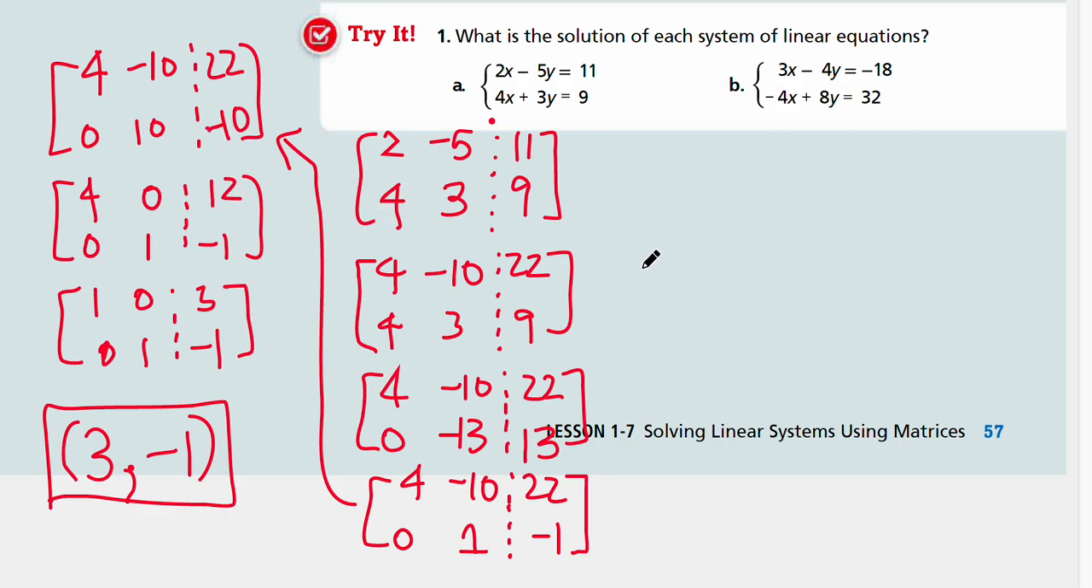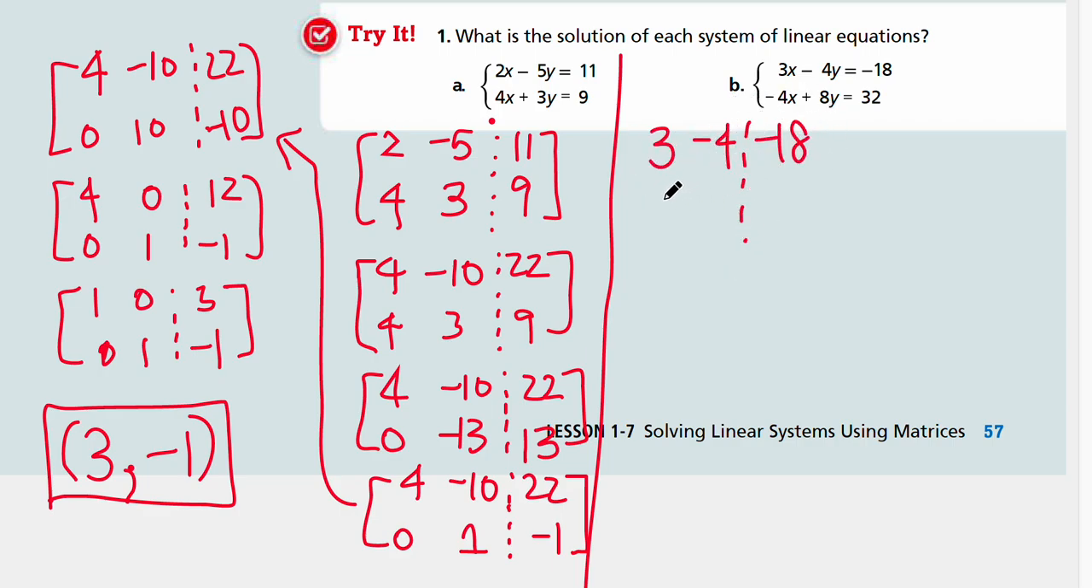Okay. All right, part B. I'm also gonna reduce the matrix, write the augmented matrix, and write it in the row echelon form, which is the reduced form. Okay, so the augmented matrix for part B, I'm going to divide this section so that it's easier to see, would be 3, -4, and -18. And then -4, 8, and 32, right?